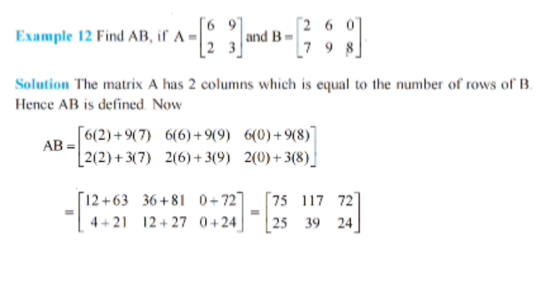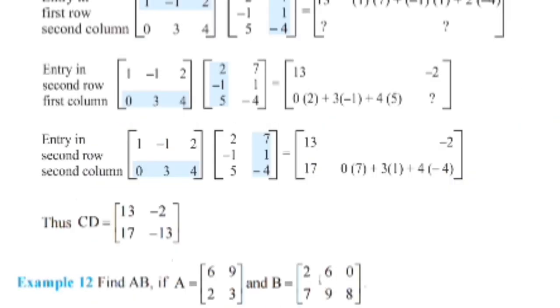So they are equal. So we can multiply. Now take the other way, BA. Order of B is 2 by 3. What is the order of A? 2 by 2. So number of columns of this is 3. You have 3 columns here and number of rows 2. They are not equal. So AB is defined but BA is not defined.